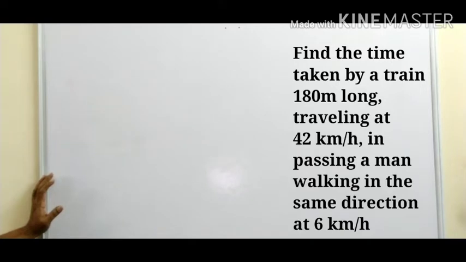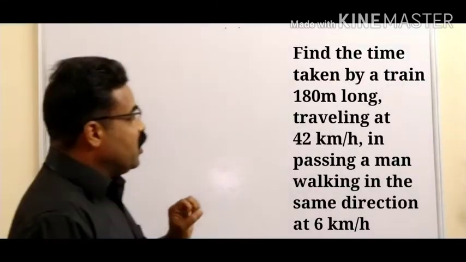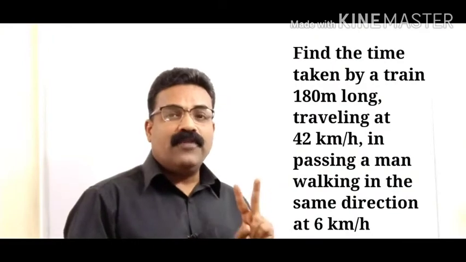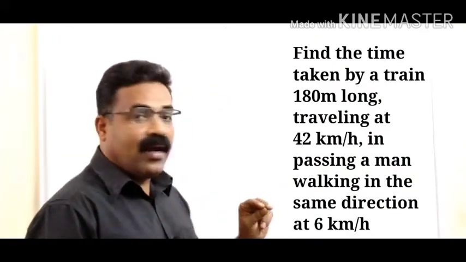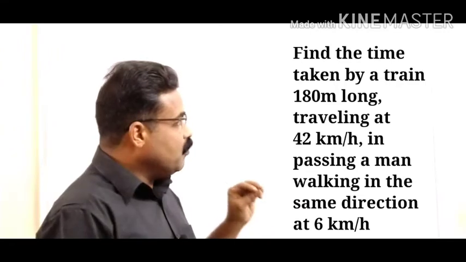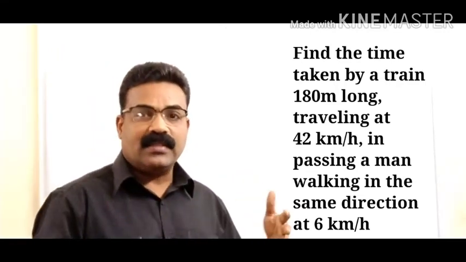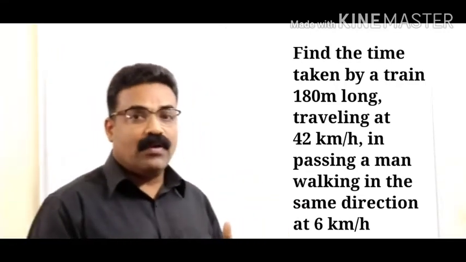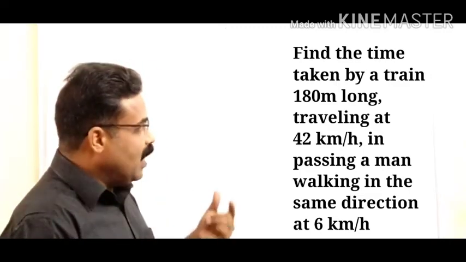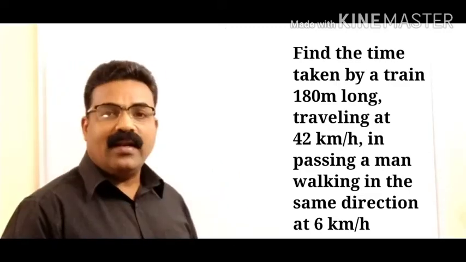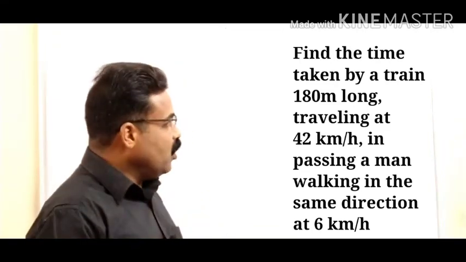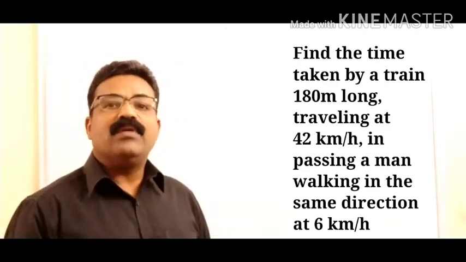Find the time taken by a train 180 meters long traveling at 42 km per hour in passing a man walking in the same direction at 6 km per hour. So here what is given? Two different speeds, the speed of the train and the speed of the man walking, and both of them are in the same direction. So when they are in the same direction, what is the concept of relative velocity? We have already studied. And the distance covered is 180 meters. So distance is given to you. What do you need to find out? The time taken. So time is what we need to find out.